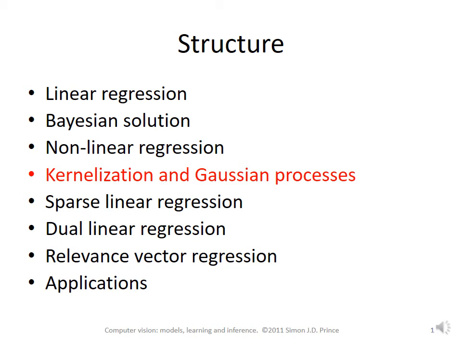Hello everyone. Let's continue talking about regression. Previously, we introduced linear regression and the Bayesian solution for regression, and we introduced nonlinear regression, so it's time to talk about the Bayesian solution in the nonlinear case. And specifically, we'll introduce kernelization and Gaussian processes.